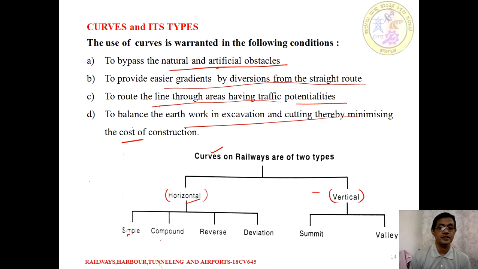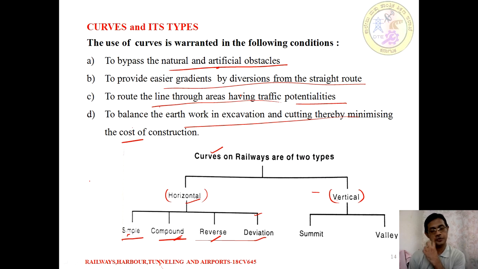Next is the compound curve. As we already studied in surveying, a simple curve has a unique radius, whereas a compound curve has the same center or origin but two radii, so that is a compound curve. Then there are the reverse curve and the deviation curve. This is what we have in the horizontal plane.